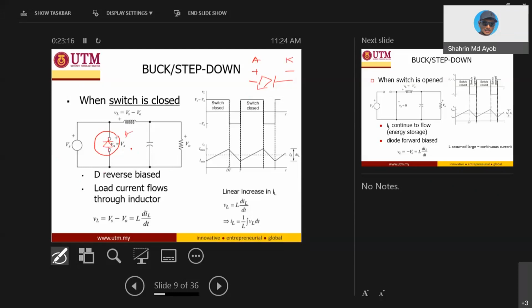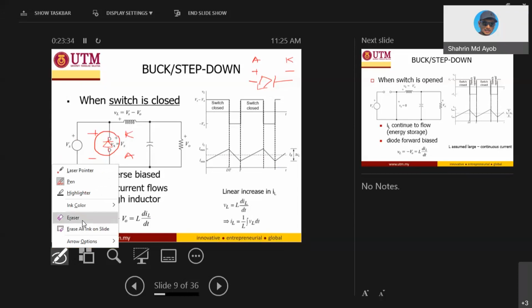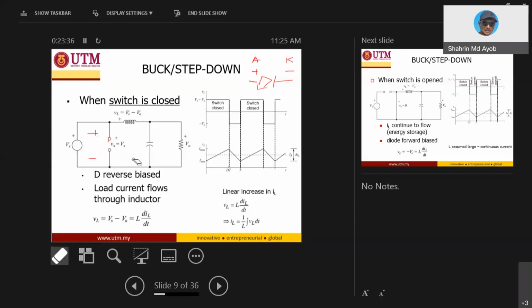So this one is your cathode, this one is your anode. Cathode is positive, right? Because it is directly connected to your voltage source. So this one is positive, this one is negative. So cathode is positive compared to anode. That's why the diode is reverse bias. So reverse bias, and then we represent it as an open circuit.